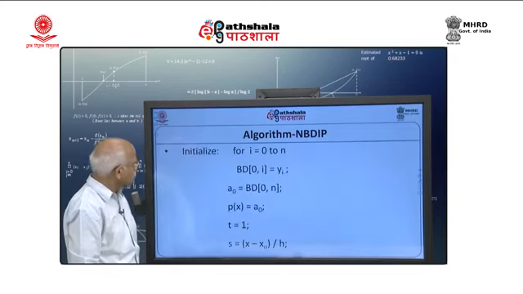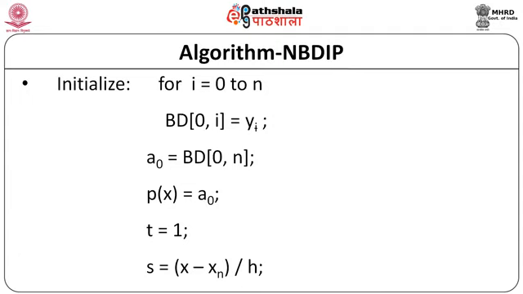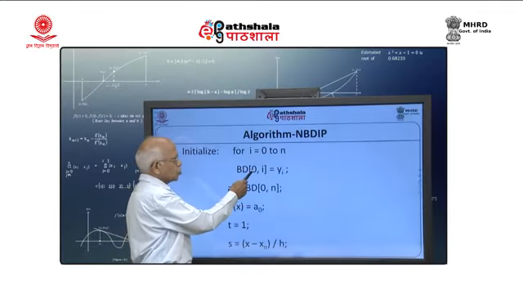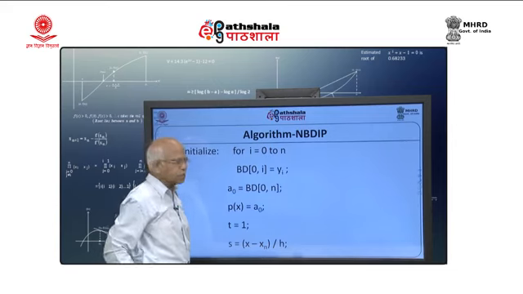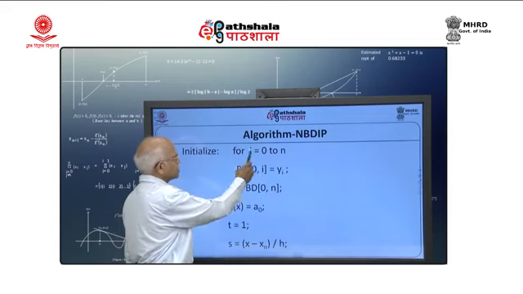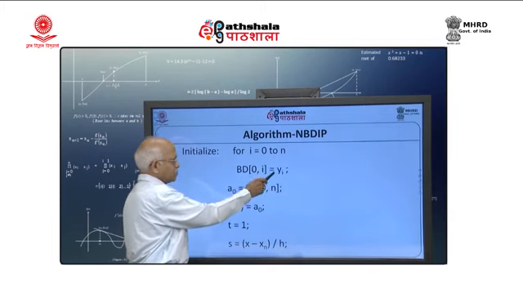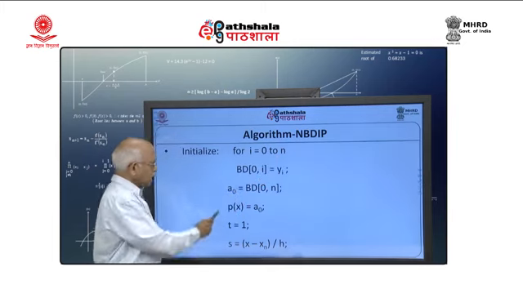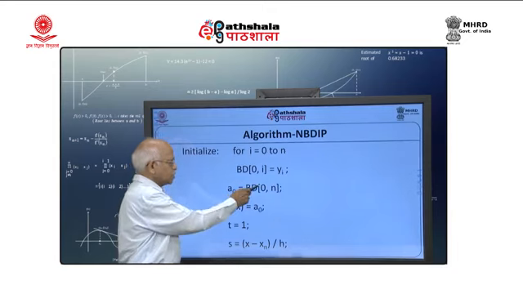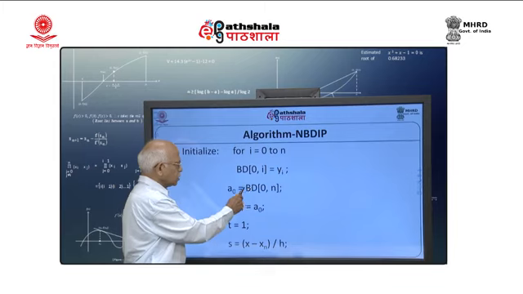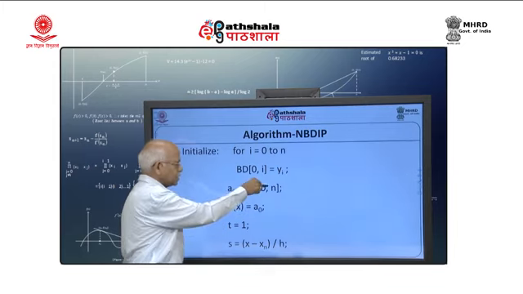All right. So, now we will try to write down the algorithm. Again we will initialize just as we have done in the earlier case. I am writing here, first we are computing 0th differences. 0th differences are nothing but the values of y i's. So, for i equal to 0 to n, b d 0 i will be equal to y i. a 0 will be equal to b d 0 n, because I am taking the last node actually. So, the 0th order difference at the nth node.